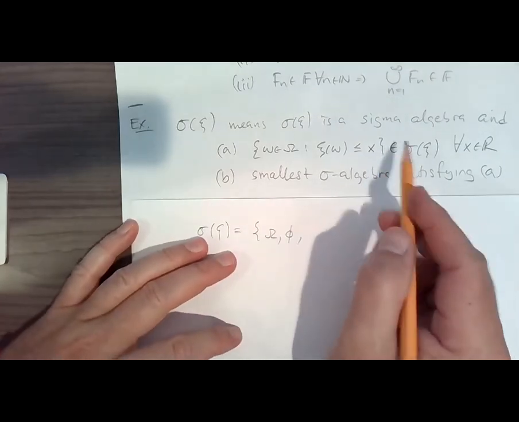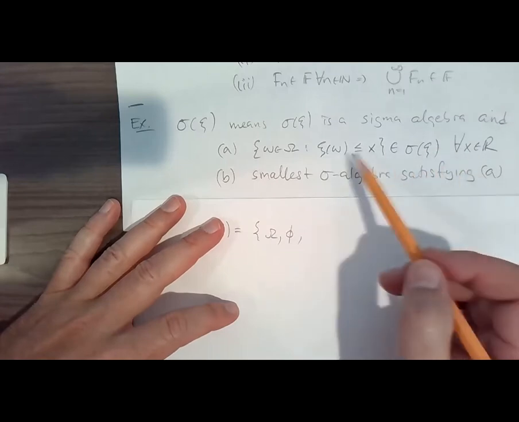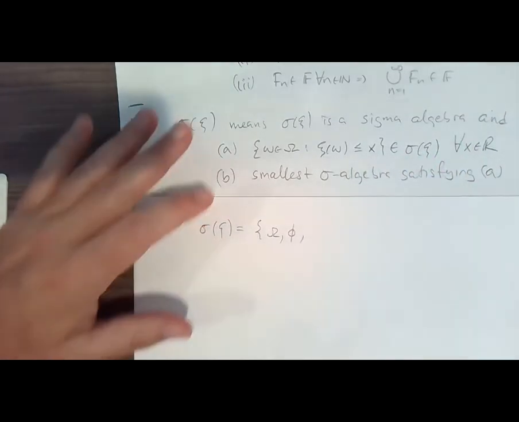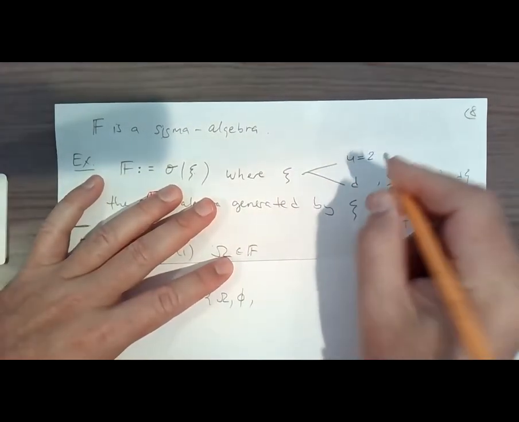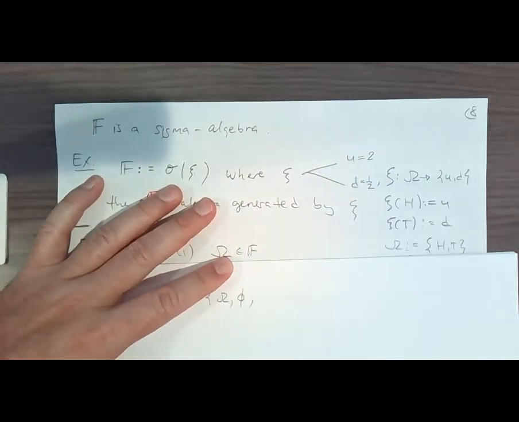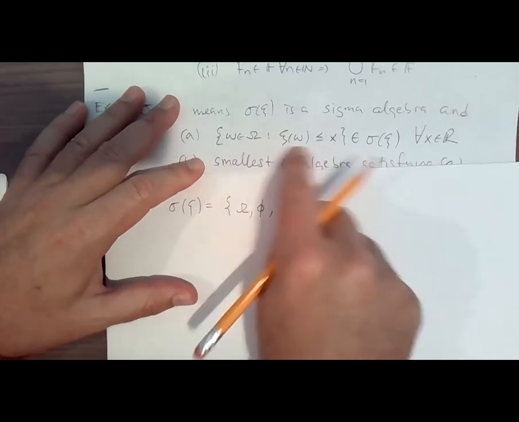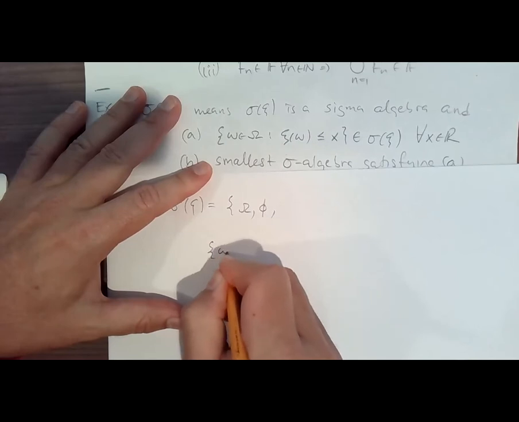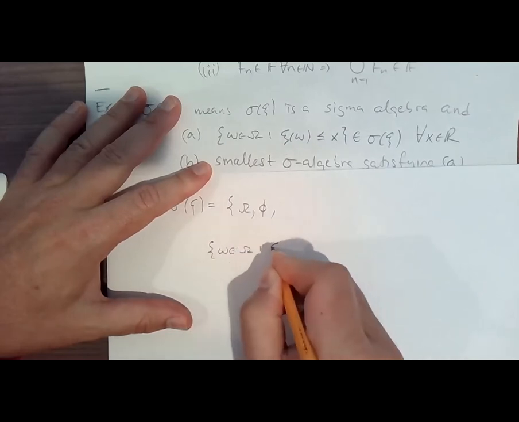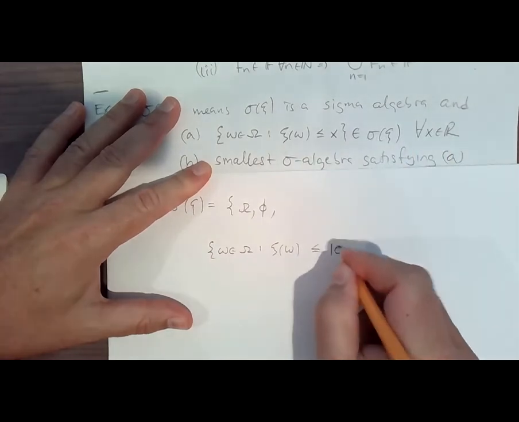So let's try to have a look at what these sets look like. We could take the example that we had before. We could have u here, u here could be 2, and d here could be a half. So I'm interested in what kind of omegas I can see over here. If I look at the set of omegas for which psi of omega is less than, this has to work for all x, so let's try it for less than 10.